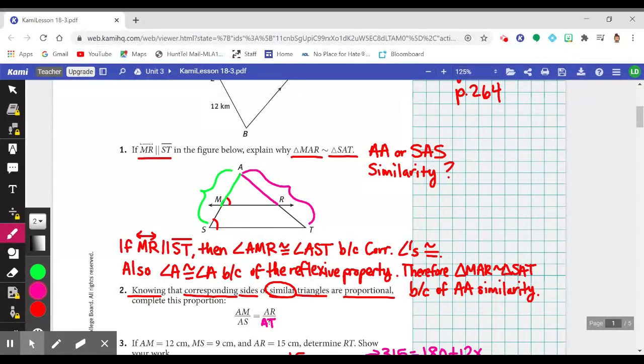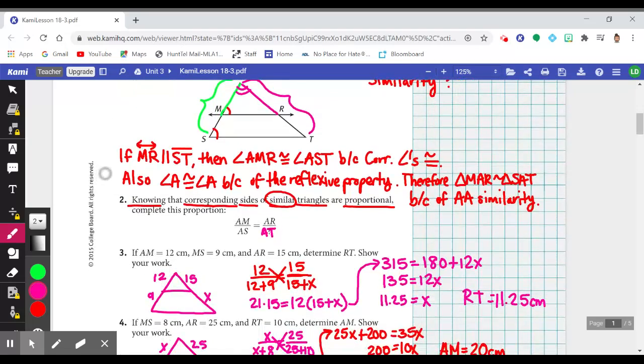Also, angle A, and I'll actually mark it in the diagram, angle A is congruent to itself because of the reflexive property. Now, why will we even bother mentioning angle A? Well, angle A is a part of both triangle AMR and triangle AST. So we have two pairs. Technically, that's a pair because it's involved in both triangles. That pair and this pair are congruent. Therefore, the two triangles are similar by angle-angle similarity. Well, I love what they said in number 2. Knowing that the corresponding sides of similar triangles are proportional, complete this proportion.